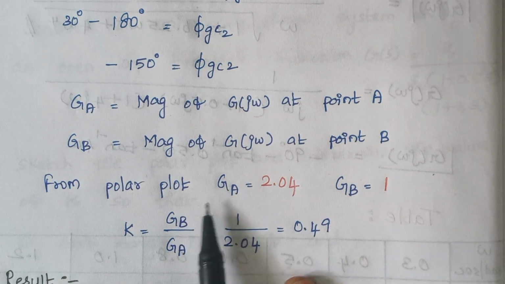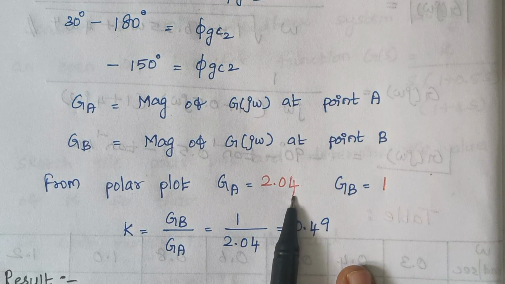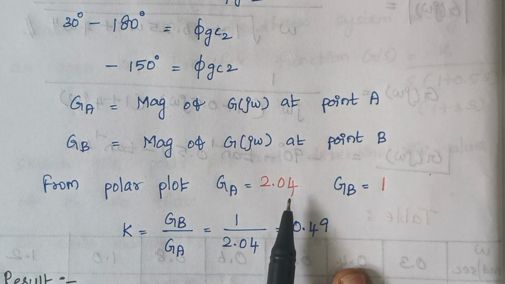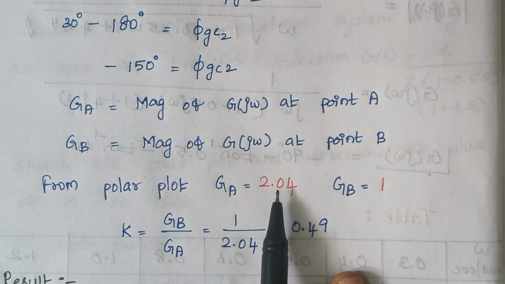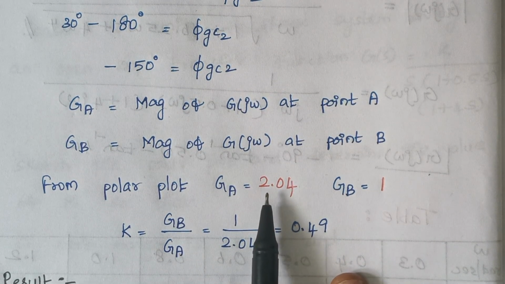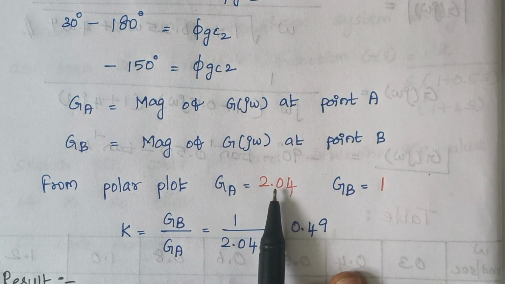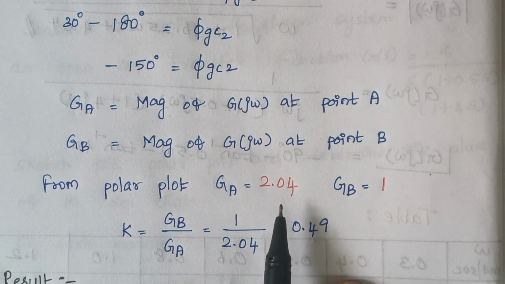From the polar plot, the value of this magnitude circle is taken as 2.04. I am again insisting that there is no need to always go with the book values. Here it is coming around 2. You can take 2, or even 1.98, and here they have taken 2.04. Everything is the same and it won't make much difference, so don't get confused. Whatever value you get from the polar sheet, just substitute directly. Anyhow the final answer will be the same.